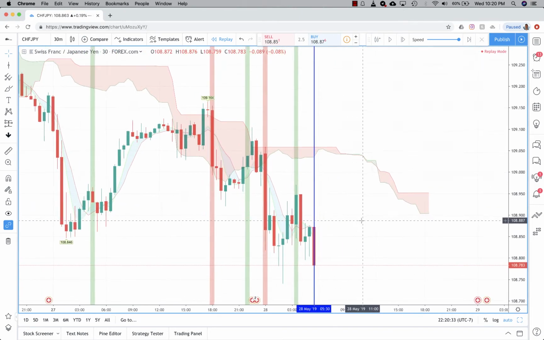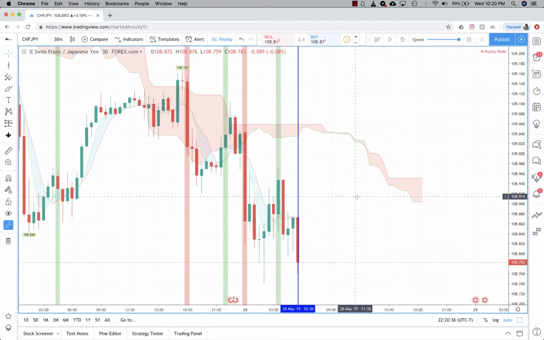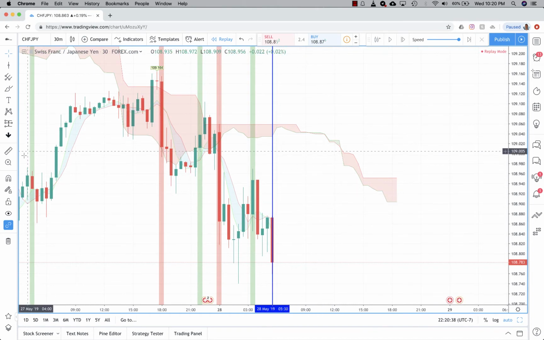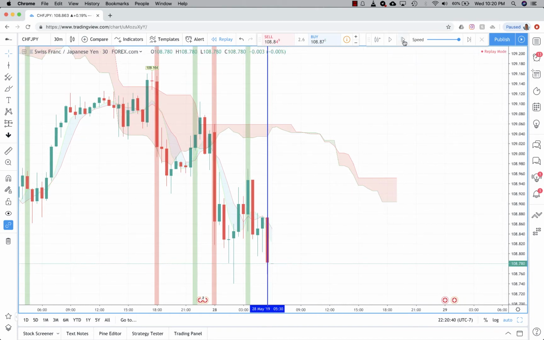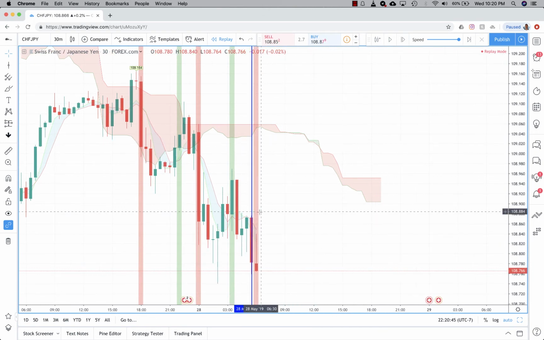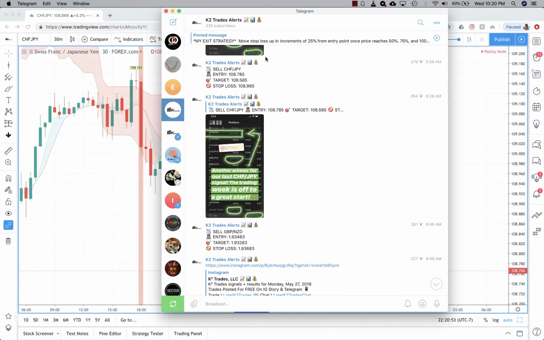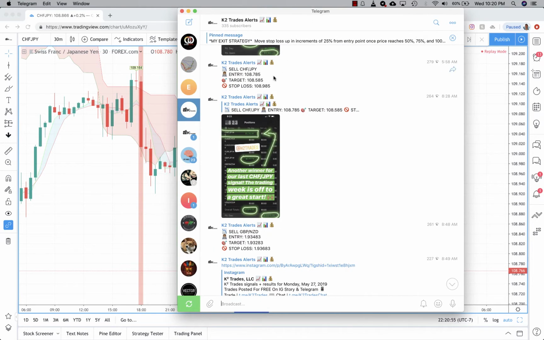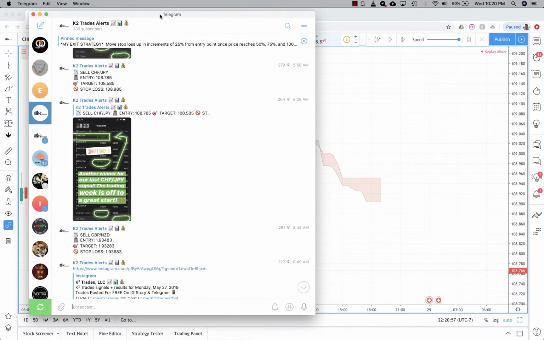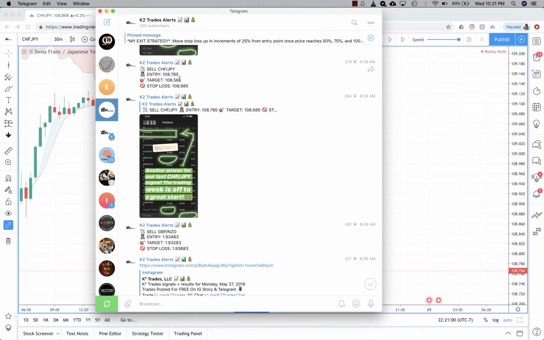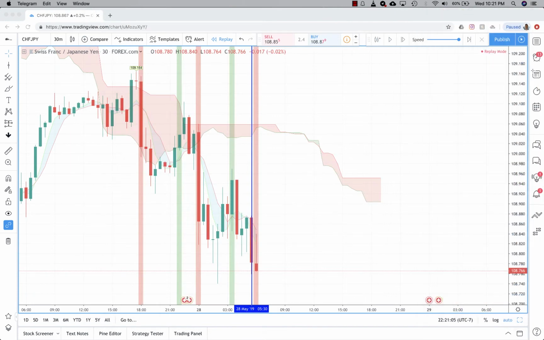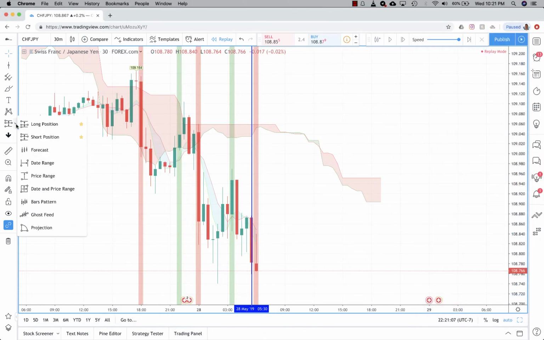And the next thing is we have to wait for our K2 trades indicator to provide a sell signal for us to make an entry. So let's move forward. Sell signal is right there. What we do here is we enter on the close of the next candle, but let's just follow the signal that I sent out to make things simple. So the Swiss franc entry was at 108.785. So let's plot that on the chart.